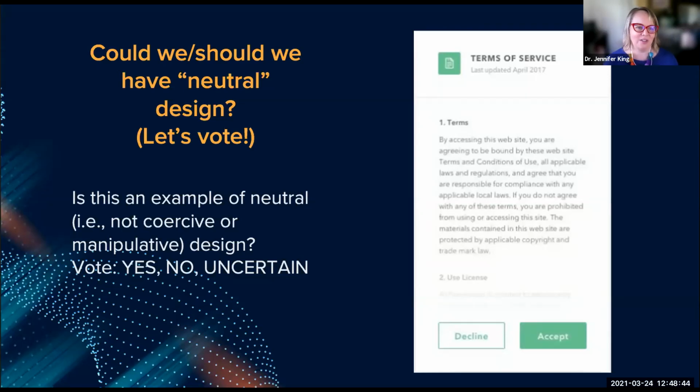Again, I'll just repeat the question. Is this a neutral design? Is it something that's not manipulative, not coercive, or potentially even not persuasive? Or would you consider this non-neutral in some way? Great. Okay.